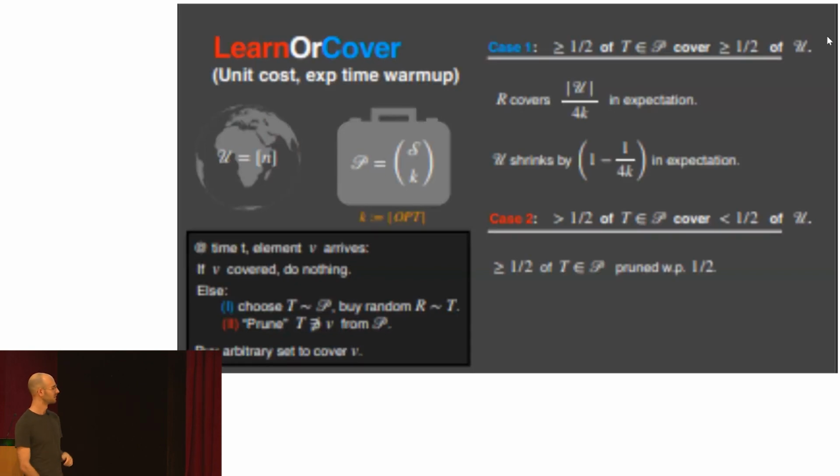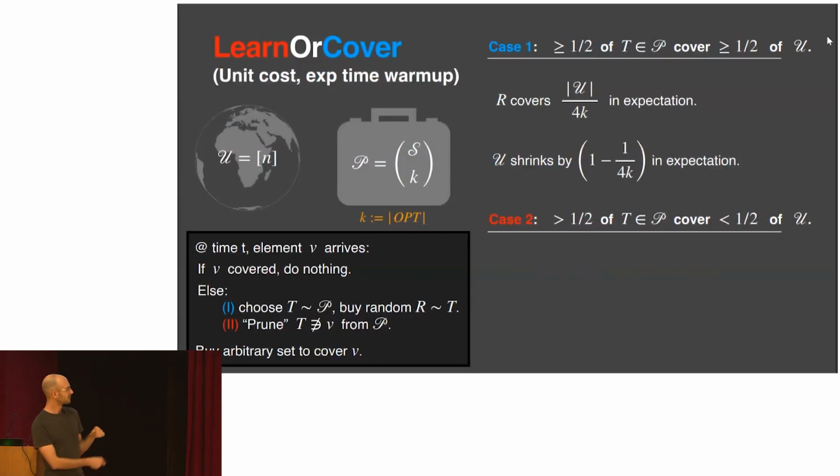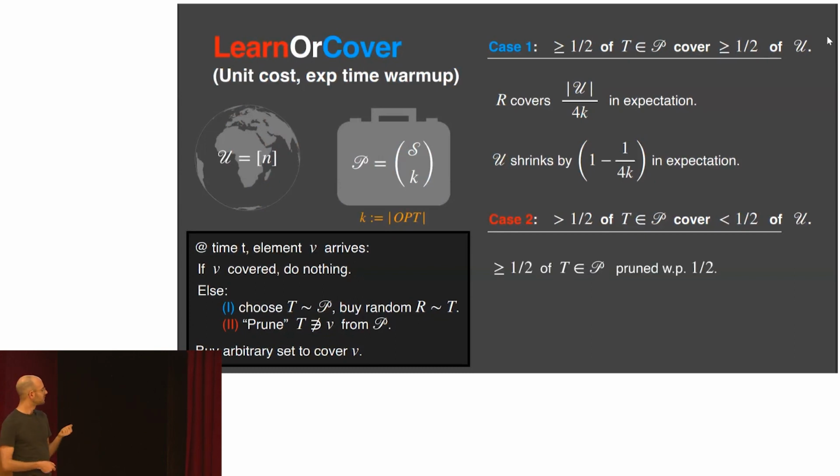Good? Great. Case 2. The negation of this: half of the T cover less than half of U. So most of the things in my portfolio are not good. Then, because I'm drawing an element uniformly at random, if I hit this else clause, that's basically sampling conditionally on the element being in the uncovered part of the space.